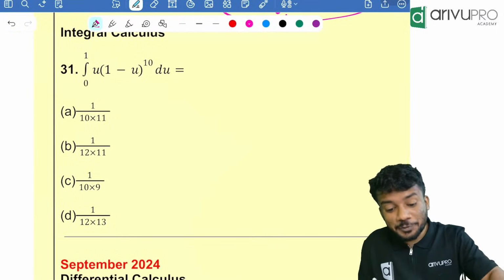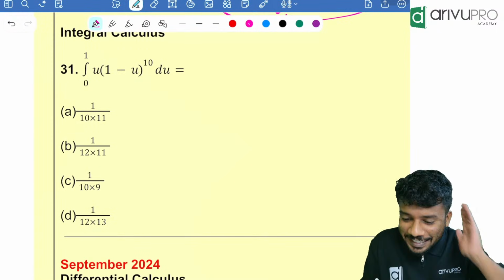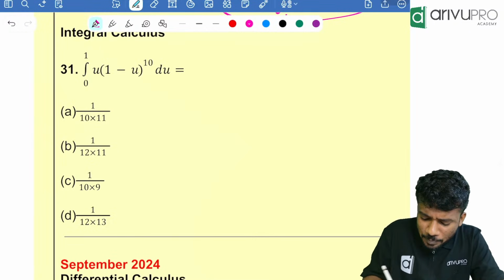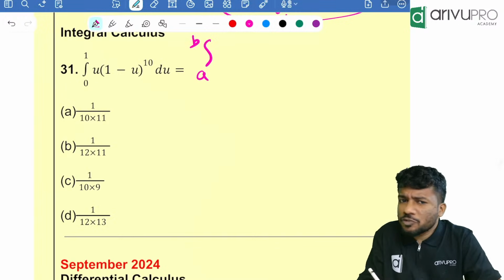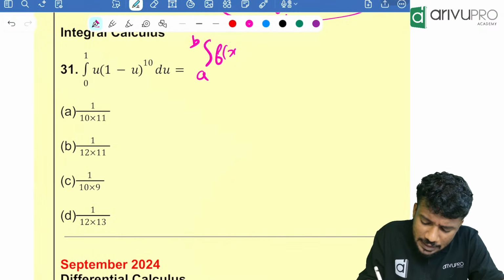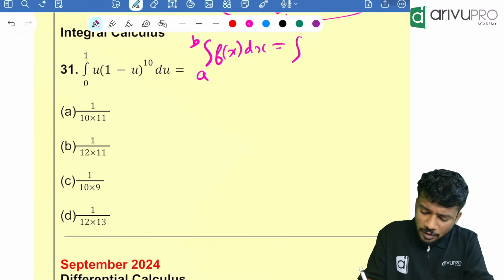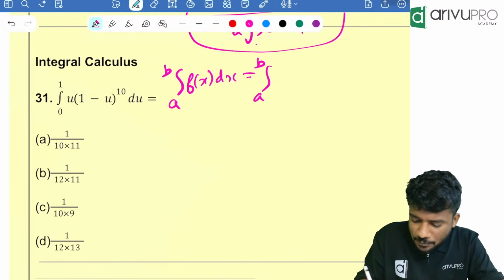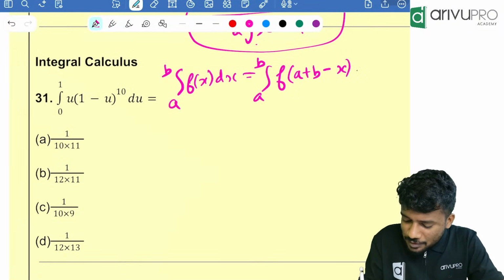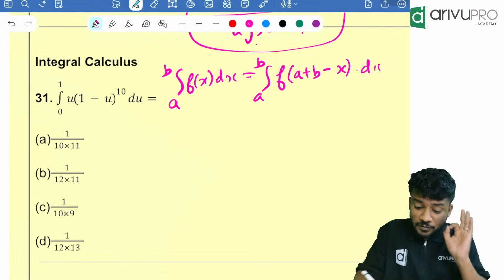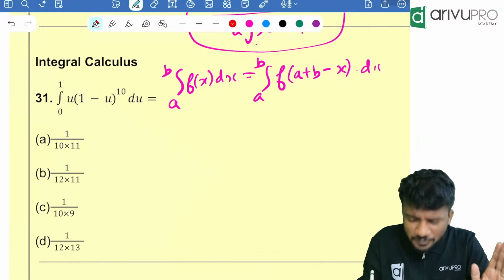It's a very interesting question because we will be using one of the basic formulas of integration. Okay, people. Now, have you heard about it? Integral from a to b, f of x dx. This can be written as what? The integral from a to b, f of a plus b minus x dx. This is one of the formulas which we study in integration from the very base.